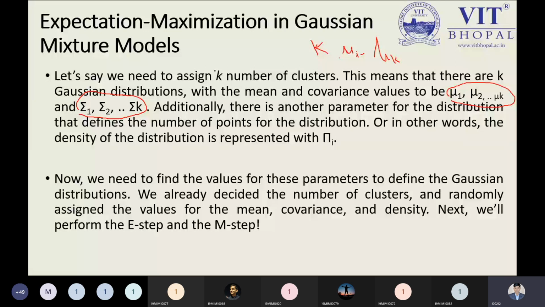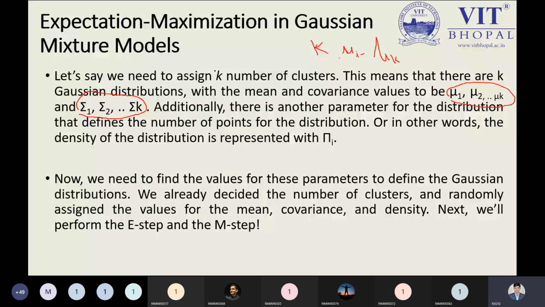There is a point we have to keep in mind. If you want to define the number of points for the distribution, then the density of each and every distribution we can easily find by our mathematical idea, that is pi. With the help of pi i, where i represents the data point, the total number of data points goes from 1 to n. So from this point we will start. What is expectation maximization? We have two steps, one is the E step, the other one is the M step. Now let us understand this point.